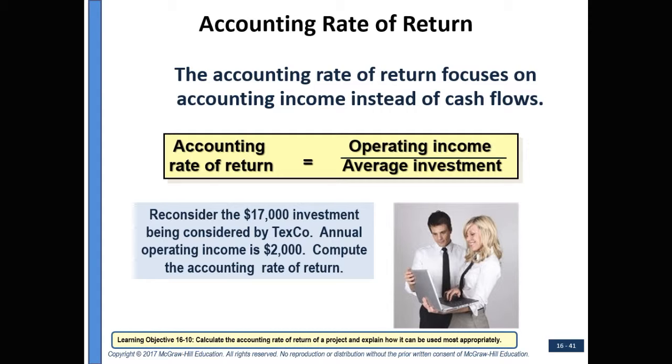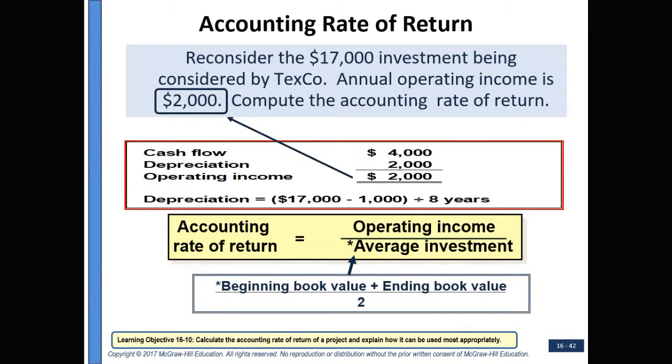Let's reconsider the $17,000 investment being considered by Texaco. It has annual operating income of $2,000. We're going to compute the accounting rate of return. The machine costs $17,000, has an 8-year useful life with a $1,000 salvage value. There are depreciation expenses of $2,000 annually. The accounting rate of return equals operating income divided by the average investment. That's beginning book value plus ending book value divided by 2.